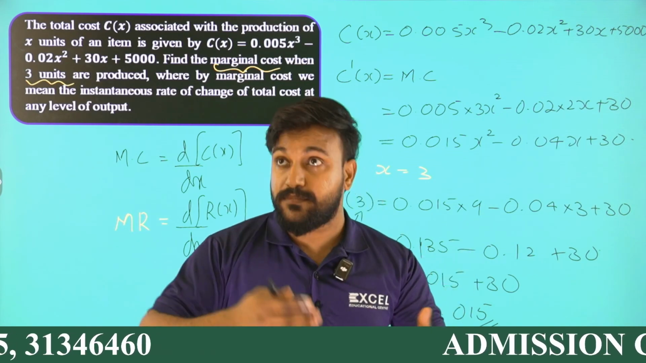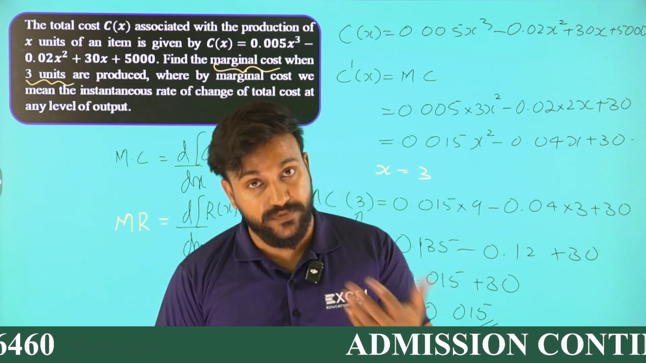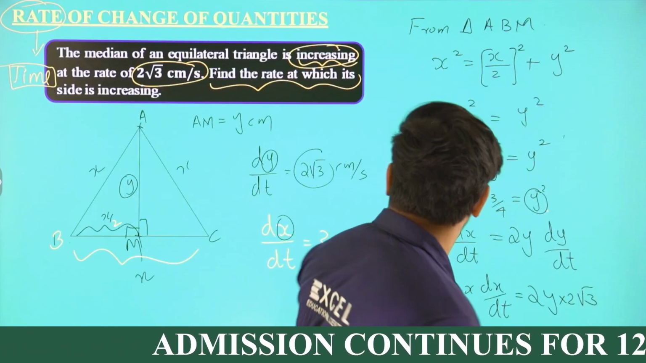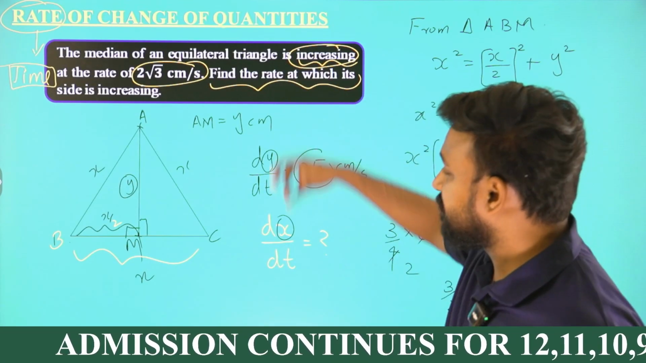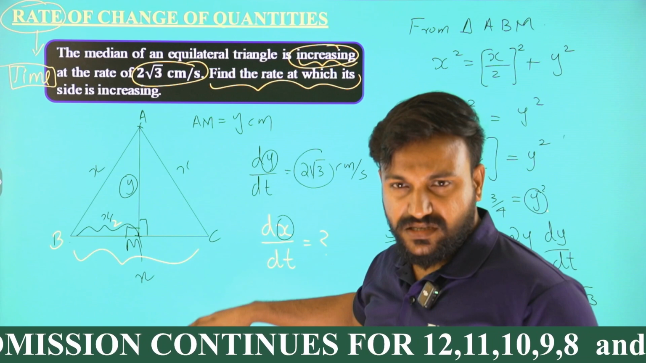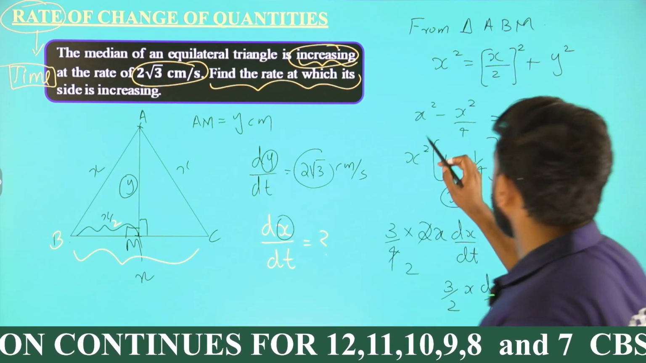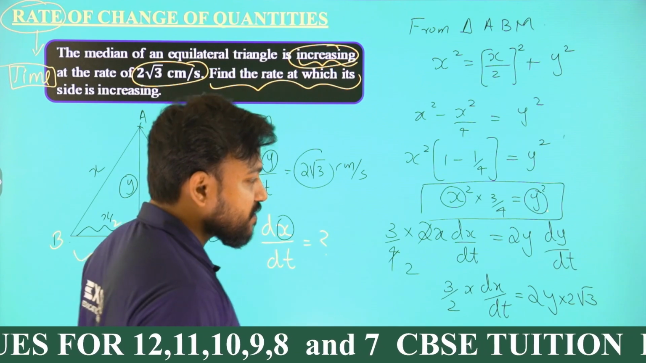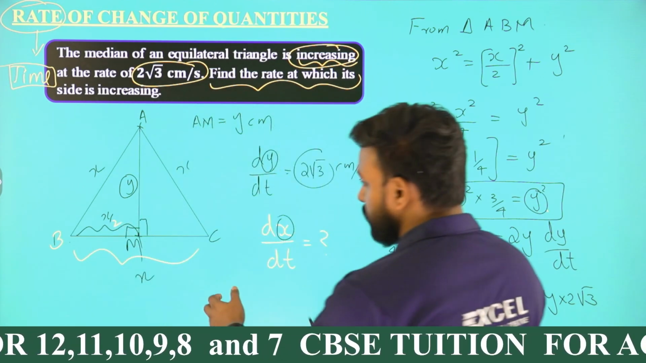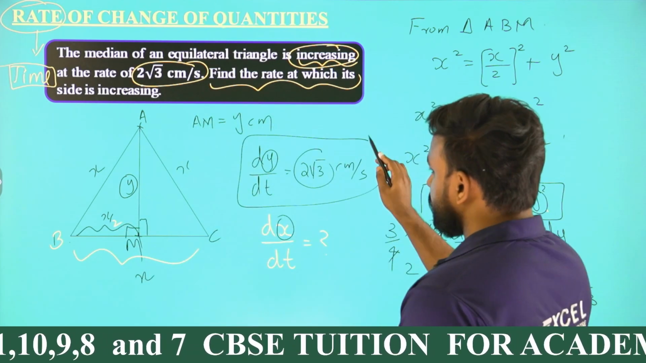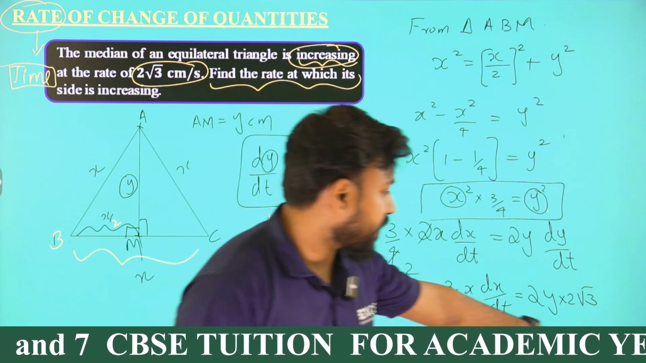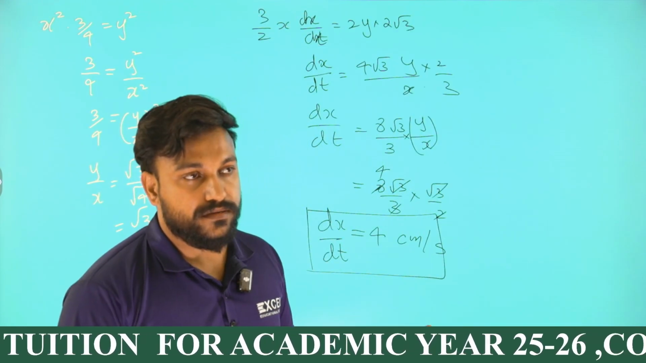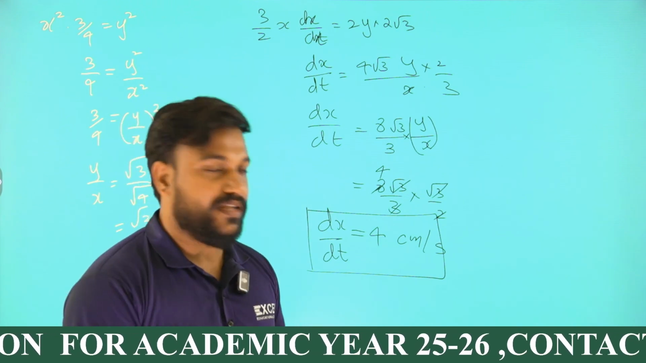So maybe they will ask for marginal revenue also. So listen very carefully. What are the 3 questions that we have done right now? One is like this. They will give you one situation, so you have to build one equation based on that situation. Then differentiate. They will already give you what? One value, dy by dt. Substitute it, and you have to find another rate of change, that is dx by dt. They give dy by dt, you need to find dx by dt.